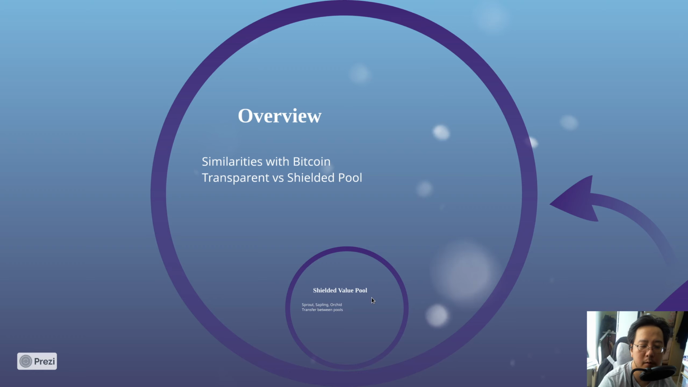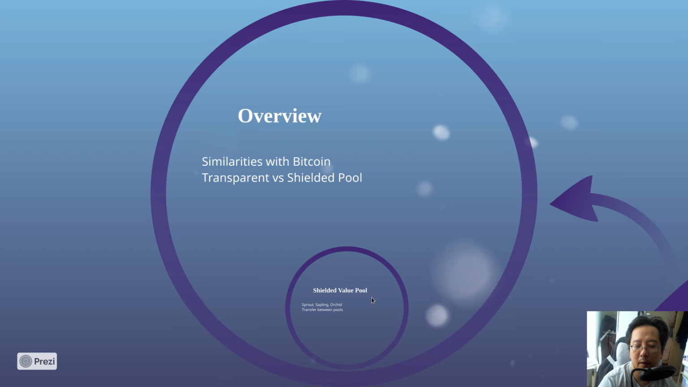In opposition to that, you have a shielded pool where addresses will be hidden. So when you make the transaction, you obviously know who you are paying, but a person who is not a party of this transaction will not be able to see neither the value nor the addresses involved.